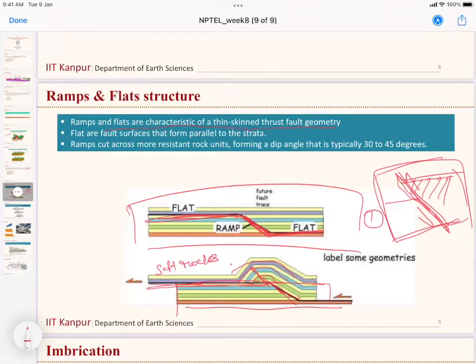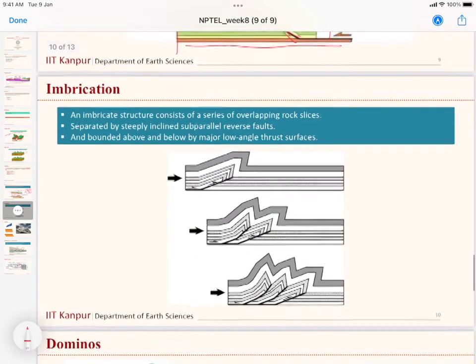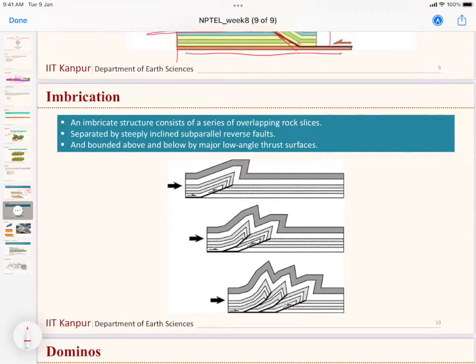Okay. Moving to the next structure that we have, it's the imbrication. This is also in line with the ramp flat structure, but here rather than having a single fault, we have multiple faults, and these faults are thrust faults. Why are the thrust faults forming? Because here the tectonic setting is a compressional setting, and whenever there is a compressional setting, we will see the reverse fault, right?